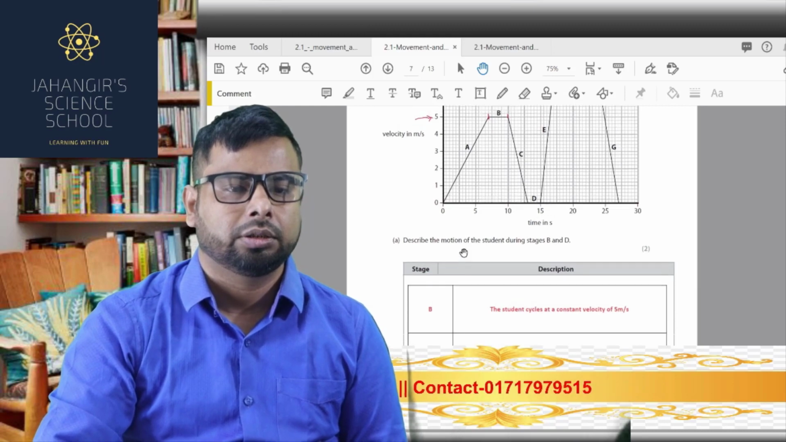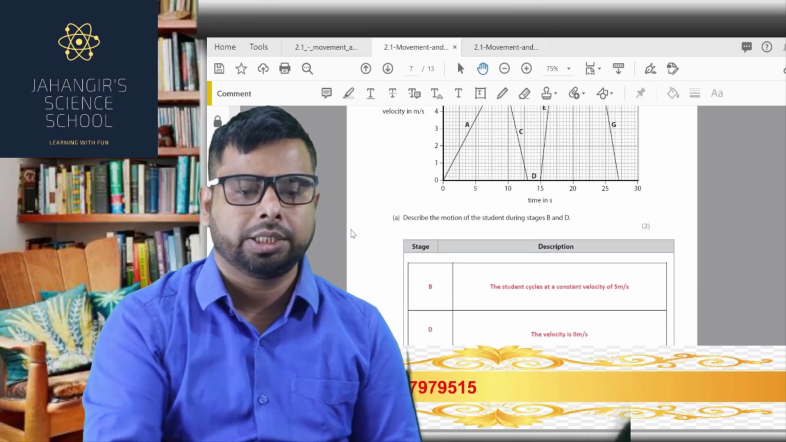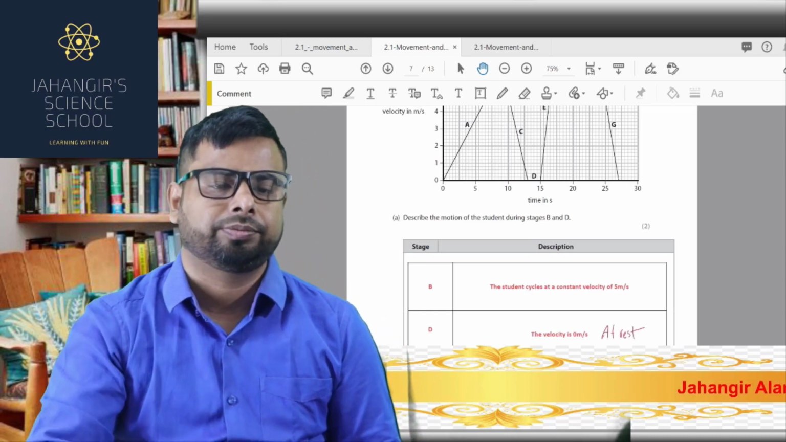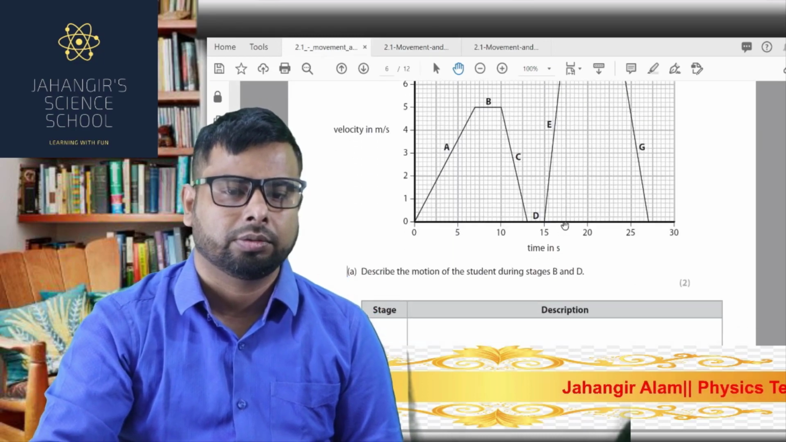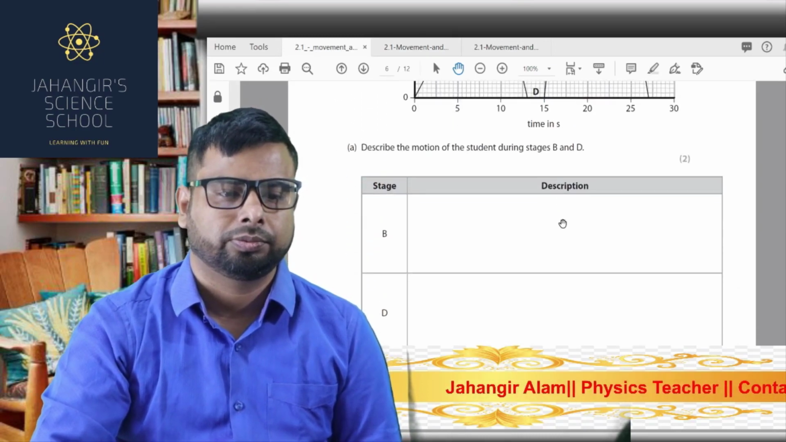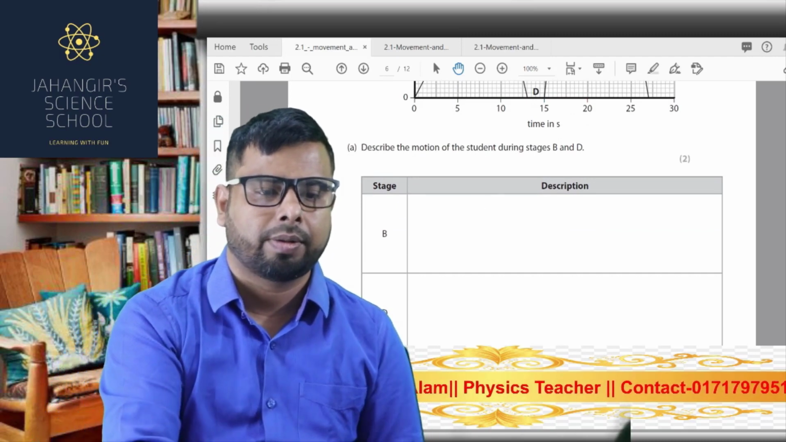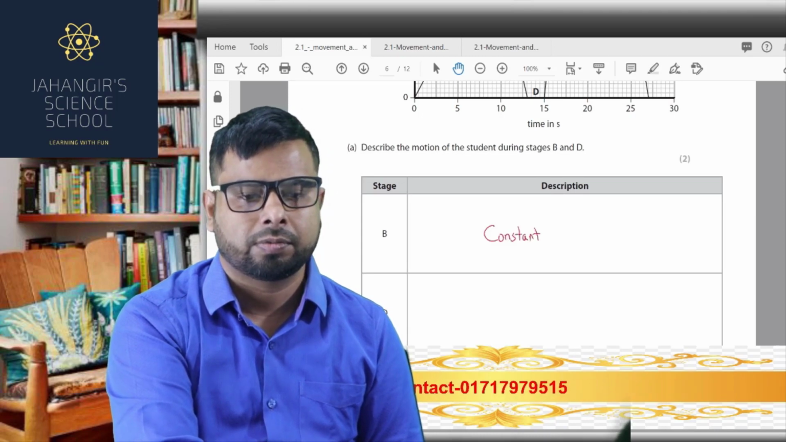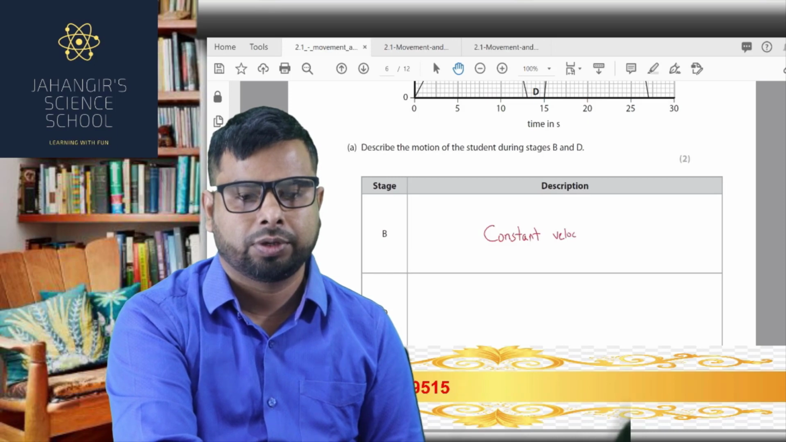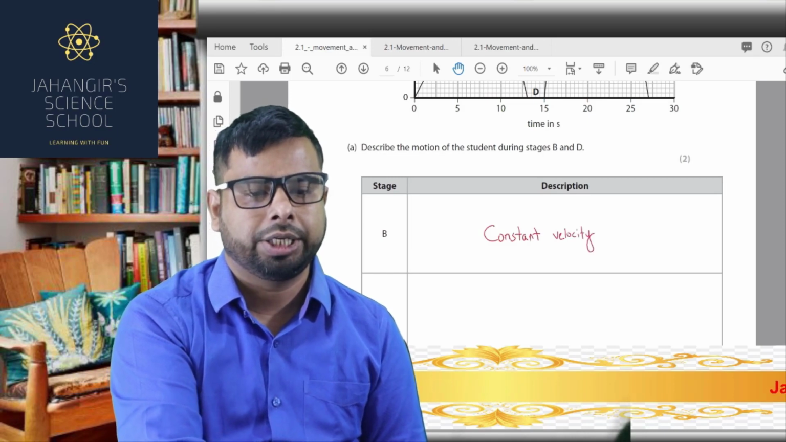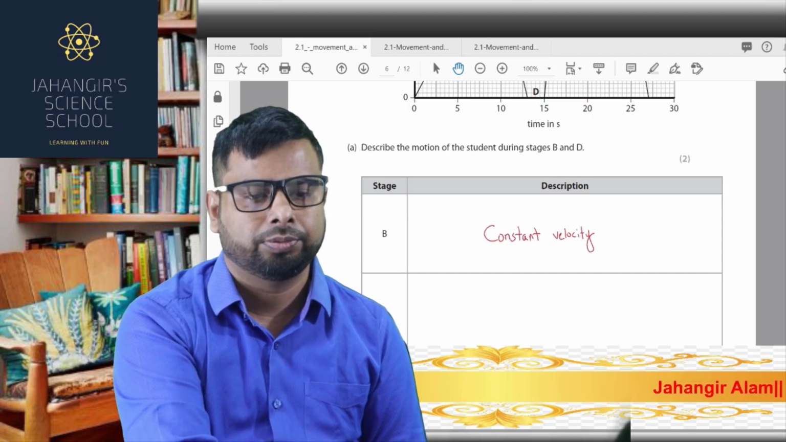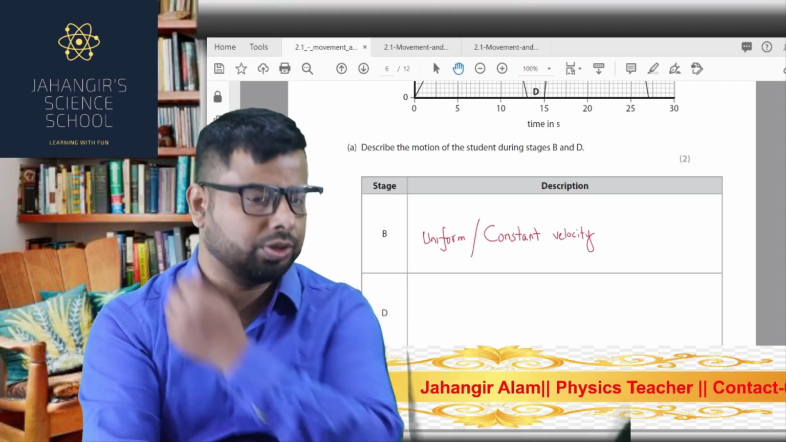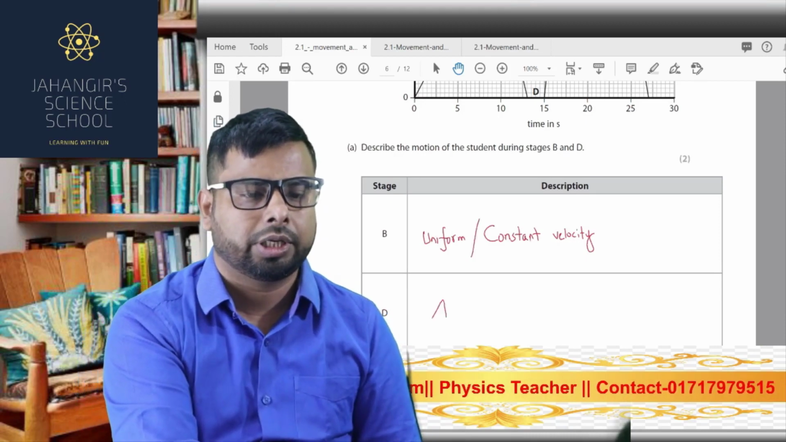That means the cyclist is at rest. So you can write constant velocity, or you can also write uniform velocity, or constant velocity, and here you can write at rest.